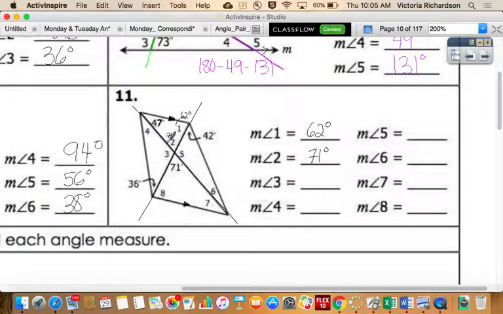Also, because this is a straight line, I can subtract angle 2 from 180 to give me angle 5, and so that would be 109. And if angle 5 is 109, angle 3 is 109 because they are vertical angles. Now I can use the 180 rule to figure out that the missing angle 6 is 180 minus 42 minus 109, which would make this 29.